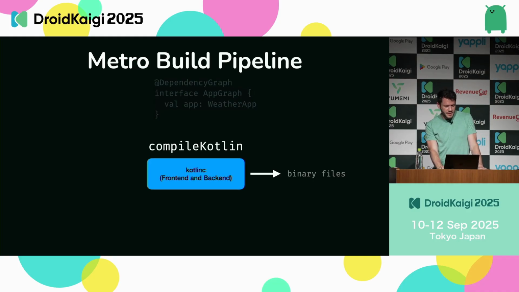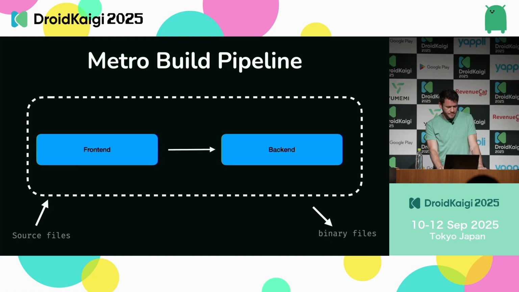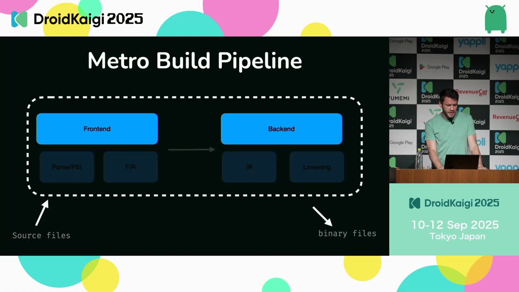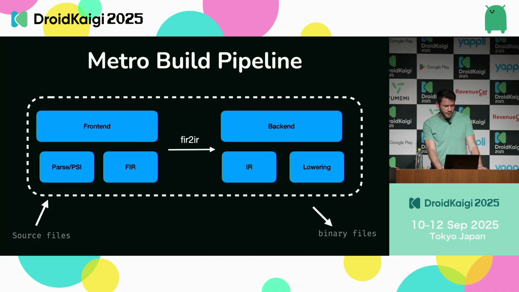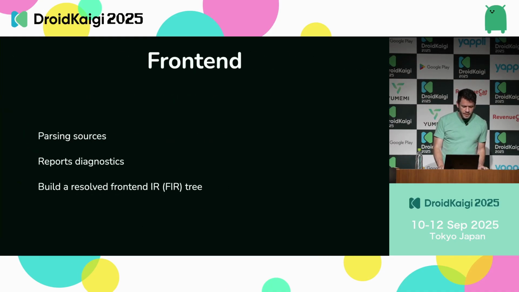There are 2 primary phases, the front end and the back end. Each of these have roughly 2 interphases with a translation layer in between. Let's break these down in order and what Metro does in each. The front end is focused on parsing sources, reporting diagnostics, and building a resolved front-end IR, aka FIR, representation of the Kotlin code that is ready to be compiled. It's a tree structure representation of the Kotlin code.